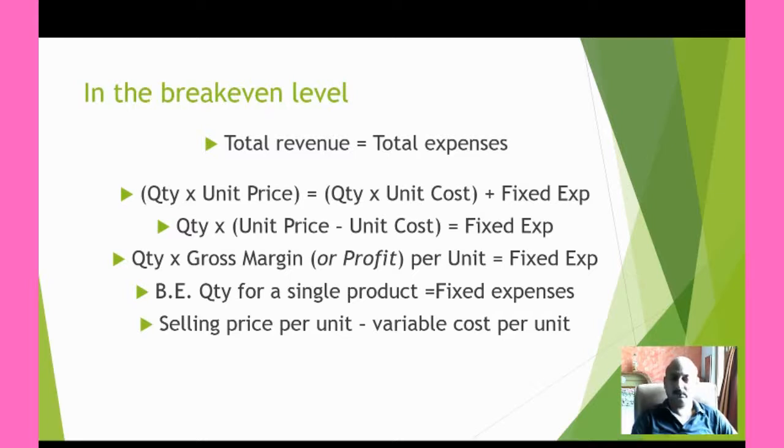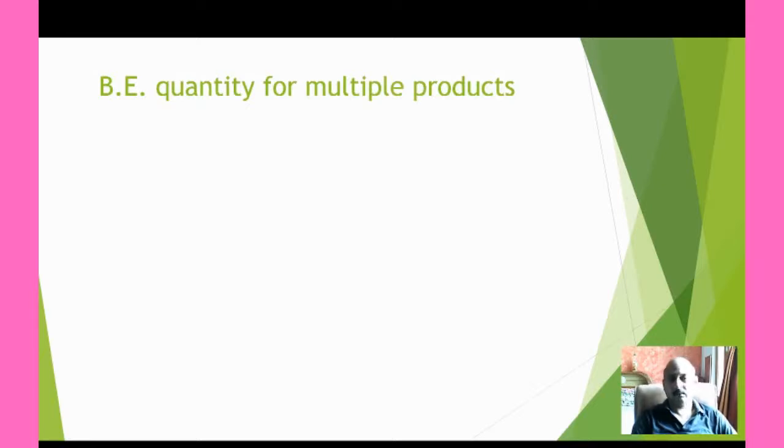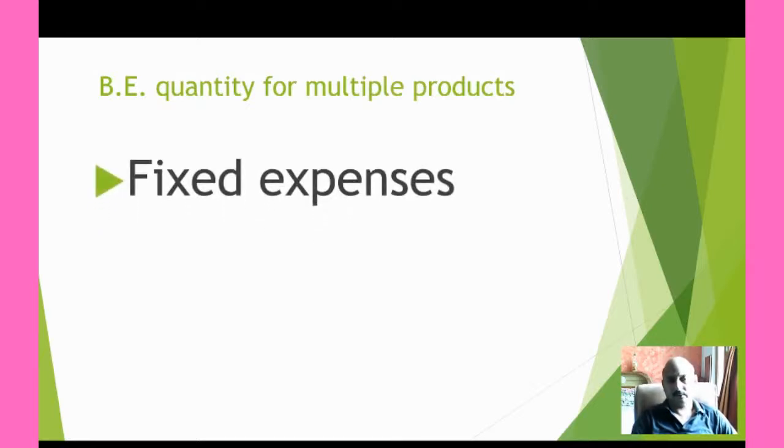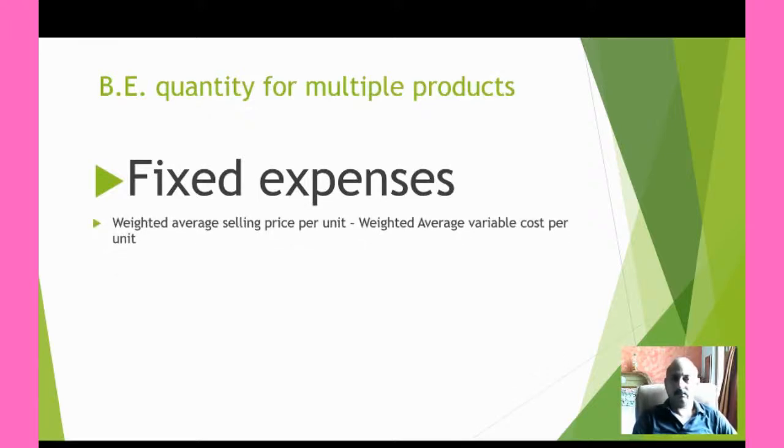Quantity into gross margin per unit equals fixed expenses, or break even quantity for a single product equals fixed expenses divided by (selling price per unit minus variable cost per unit). Next is break even quantity for multiple products. First of all, we must know the fixed expenses, divided by weighted average selling price per unit minus weighted average variable cost per unit. Please note, gross margin and gross profit are one and the same.